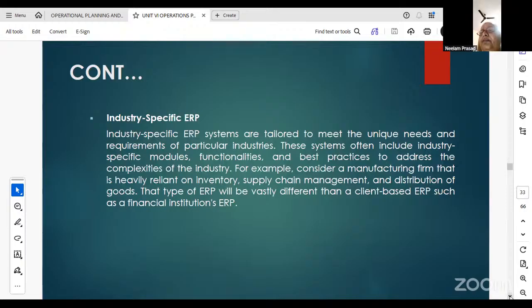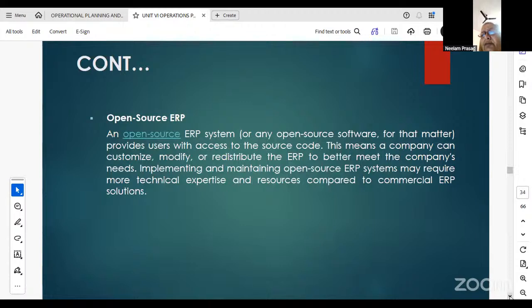So ERP can be of different types. It will depend on the nature of the industry. Some, like manufacturing, are more dependent on inventory and supply chain management because of distribution. But if it is a financial institution, their requirement is different, so their ERP will be different. Whatever information they have to give, they can give directly to their customers. They don't have to send it to the warehouse, then the retailer, then the customers.